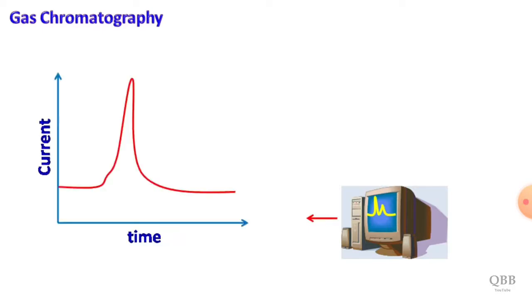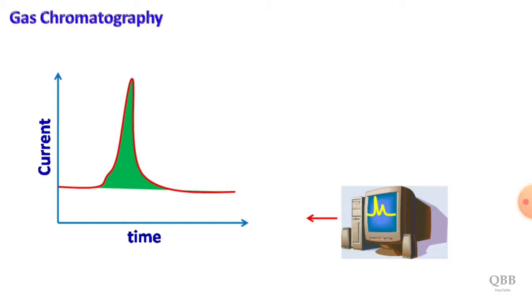When the sample is detected, the computer gives a peak with respect to the retention time of the sample. The area under the peak gives information about the concentration of the sample. If the concentration is less, the area under the peak will be less, and if the concentration is more, the area under the peak will be more.